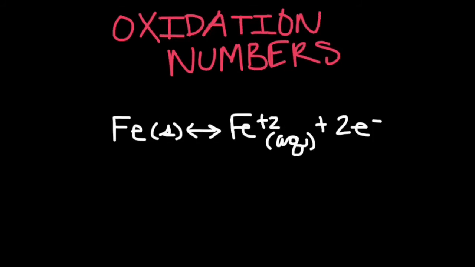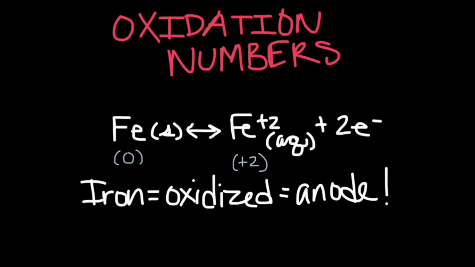The second half reaction is Fe solid yields Fe2+ aqueous plus 2 electrons. Again, lone elements have an oxidation number of 0, and ions have an oxidation number equal to their charge, meaning Fe2+ has an oxidation number of +2, and iron has an oxidation number of 0. Now we know that iron is oxidized as the oxidation number increased, so this reaction is happening at the anode.